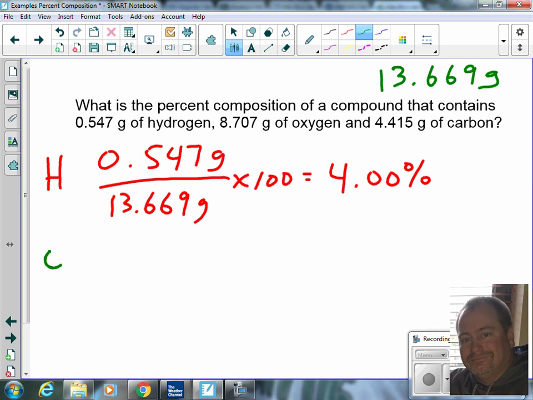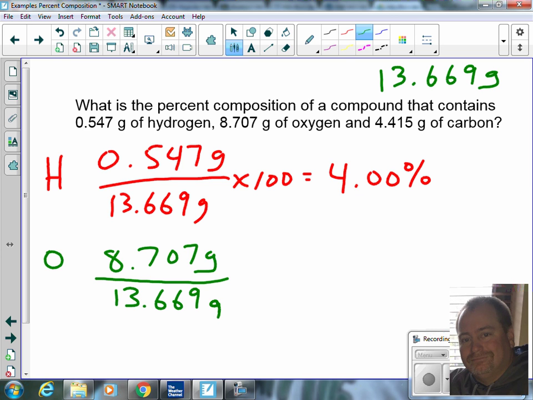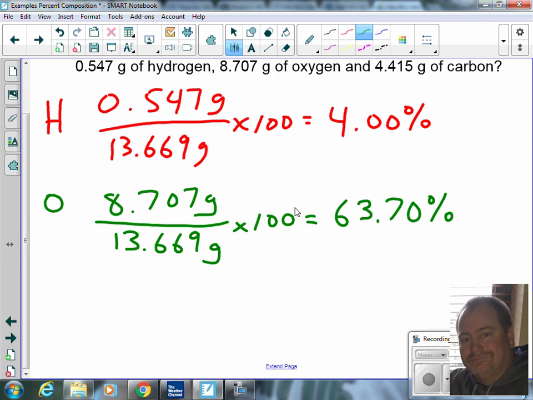My second element is oxygen. Oxygen is 8.707 grams. Total mass again is 13.669 grams. I multiply that value by 100. And I get 63.70%.